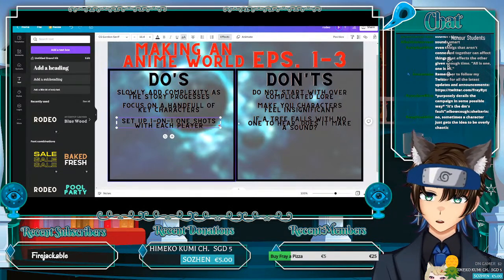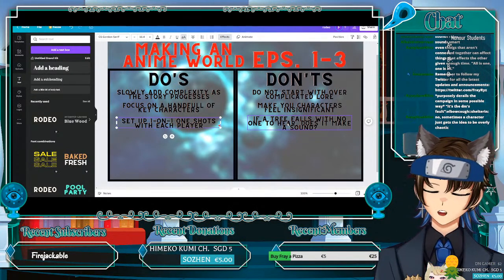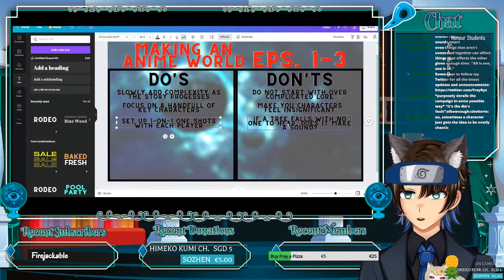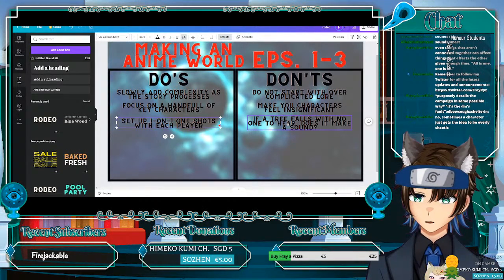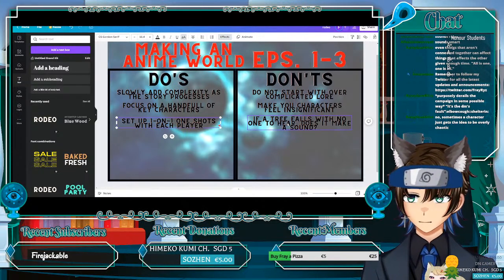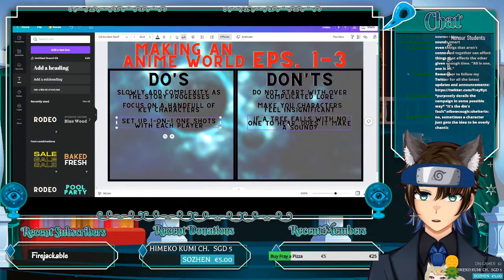Here's another don't. Well, this one's just a general DM tip, so I'm not going to put it in the anime world section. Here's another don't as a DM. If your players do something big brain, reward it. Never deflate. Never kill the momentum of your players. Reward them for having fun.